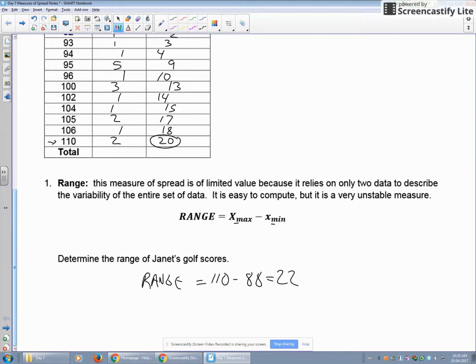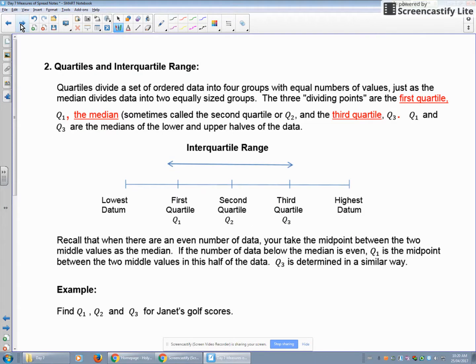Range is one means of measuring spread, but it's not necessarily super effective. It can vary widely. I can imagine someone having a terrible game, or someone's test score, when they were really sick one day, so it's not always the best measure. So what we want to look at today are some other means of measuring spread.